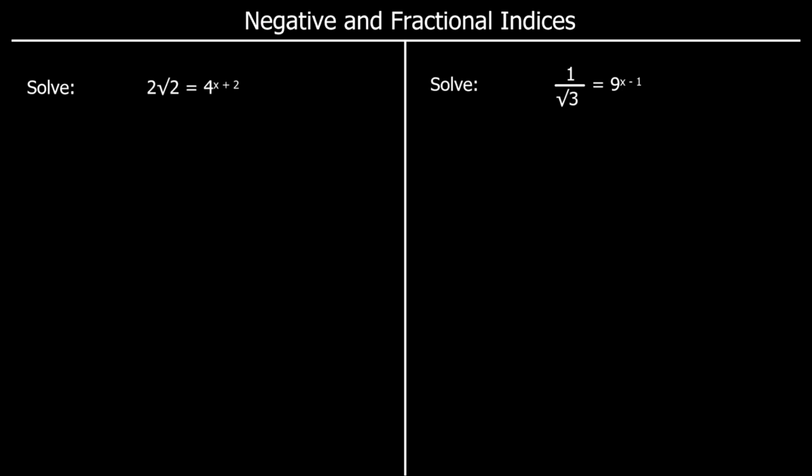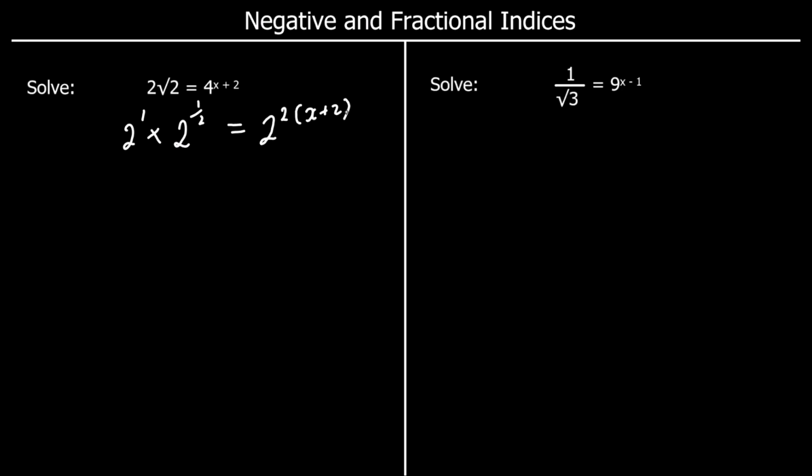One more question. So we've got solve 2 root 2 equals 4 to the power of x plus 2. So we can change both of these sides into powers of 2. So 2 is 2 to the power of 1. And that's multiplied by root 2, which is 2 to the power of 1/2. And it's equal to 4, which I can change to 2 squared, so 2 squared to the power of x plus 2.